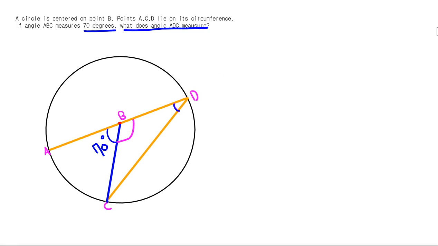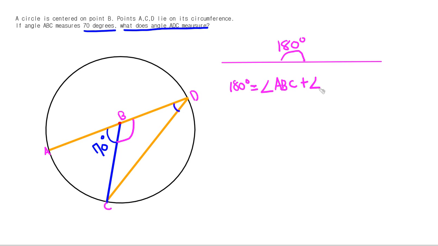If there's a line, so I'll draw it, if there's a line like that, we know that the angle of the line is equal to 180 degrees. So that's why we can say that this angle ABD, this line, is equal to 180 degrees, which is equal to angle ABC plus angle CBD. Well, we know the measure of angle ABC, which is 70 degrees. So instead of ABC, we can replace it with 70 degrees. So 180 degrees should be equal to 70 degrees plus the angle CBD.